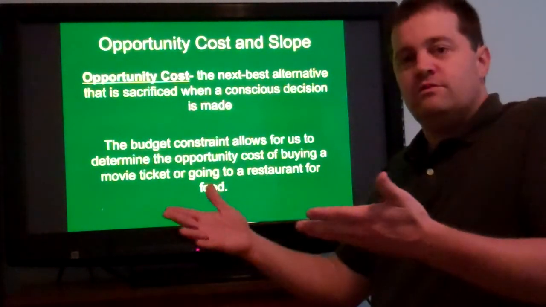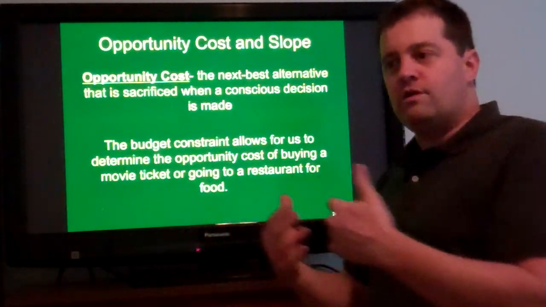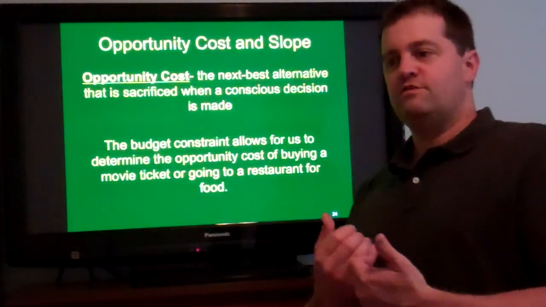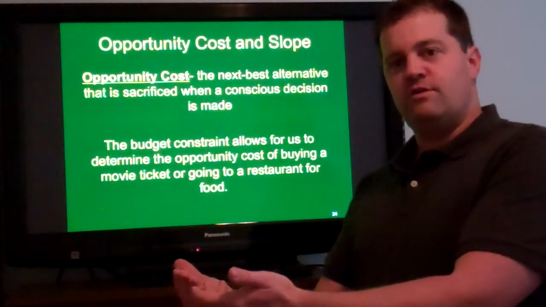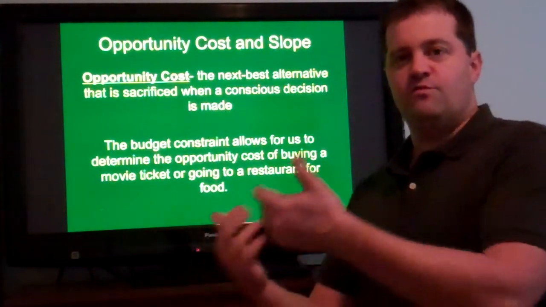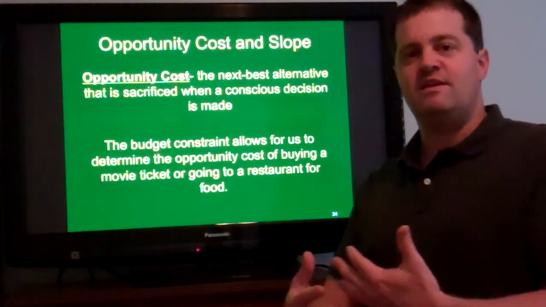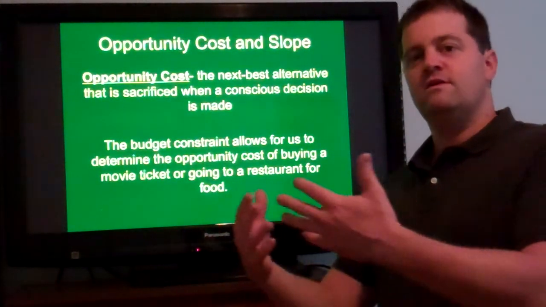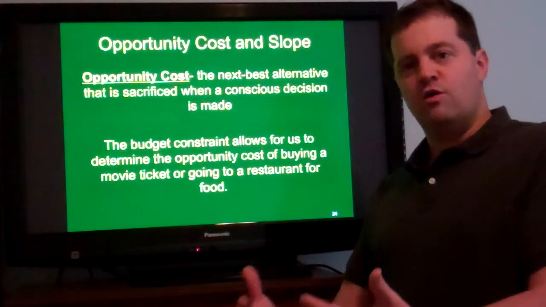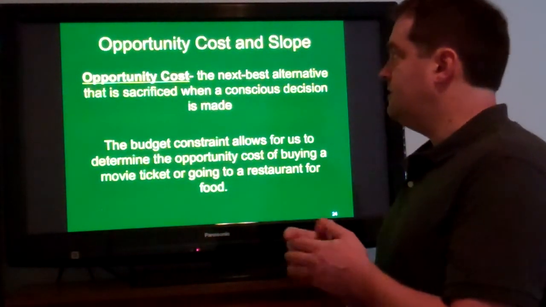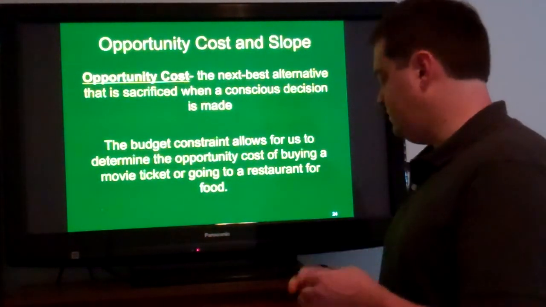So in Adam's world, Adam can either go get food or Adam can go to a movie. And so every time he goes to a movie, he has to give up food, and every time he goes to buy food, he has to give up part of a movie. So we want to understand how we can tease out opportunity cost from the equations that we've already formed and that form his budget constraint.